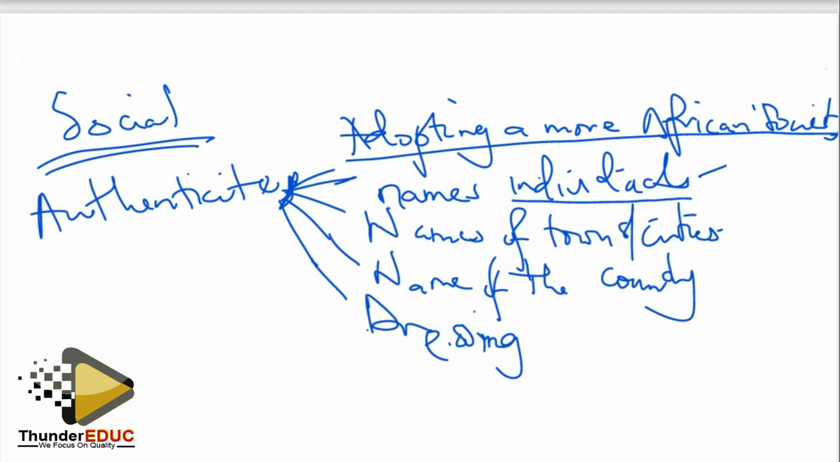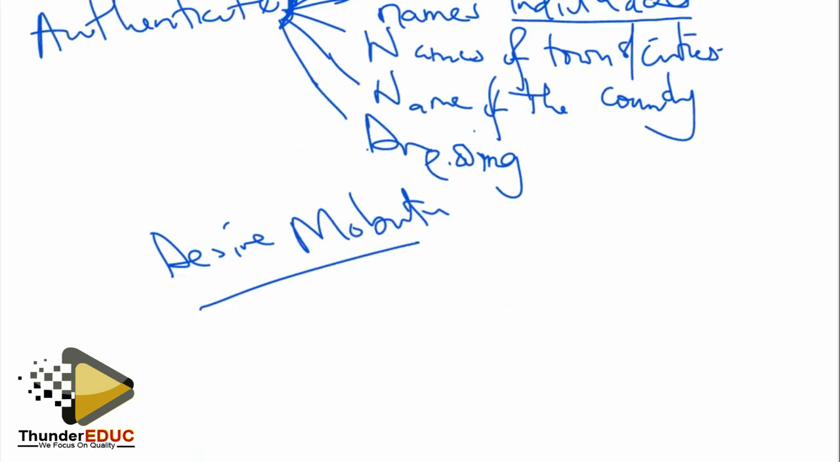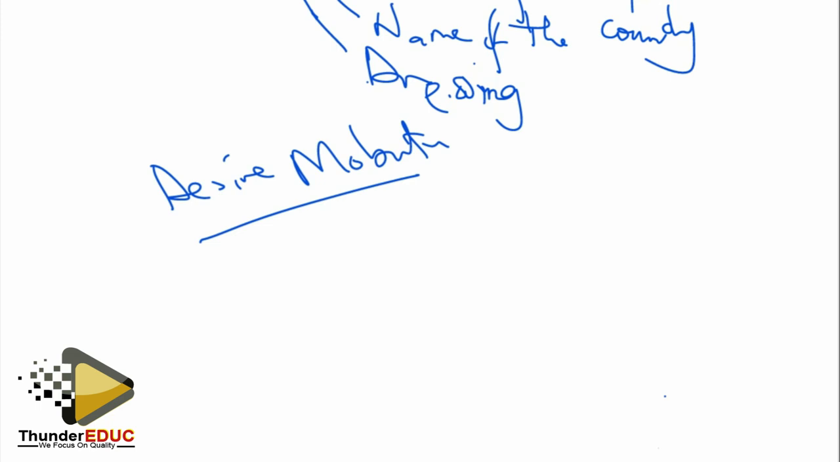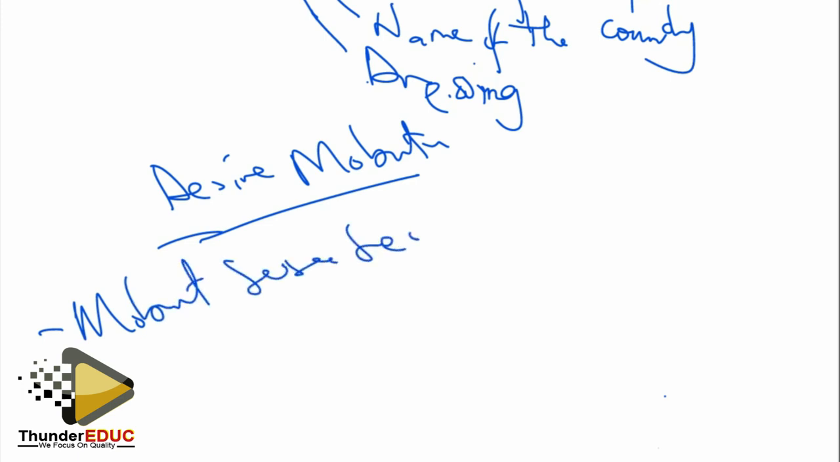And also he himself led by example. Remember, he was named Desire Mobutu. That was his original name. But because of authenticity, he wanted people to believe that he meant what he was saying. He changed his name to Mobutu Sese Seko Wazabanga.